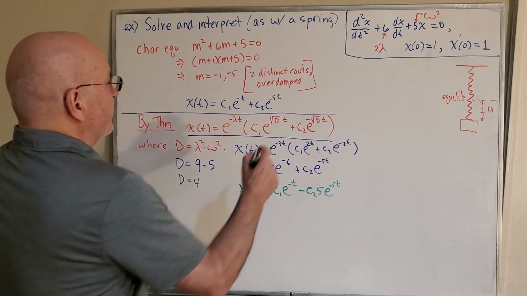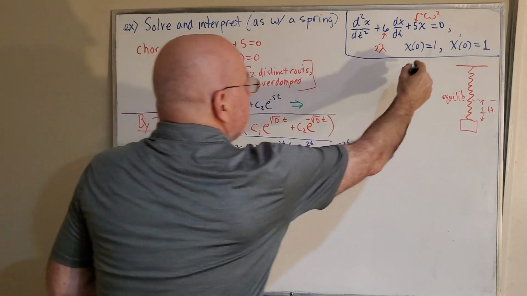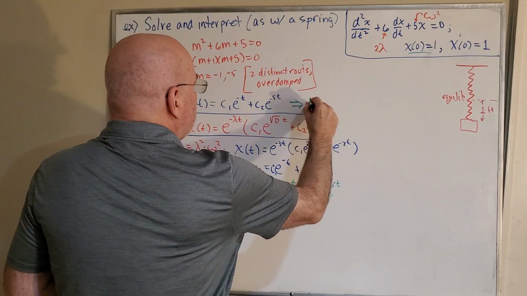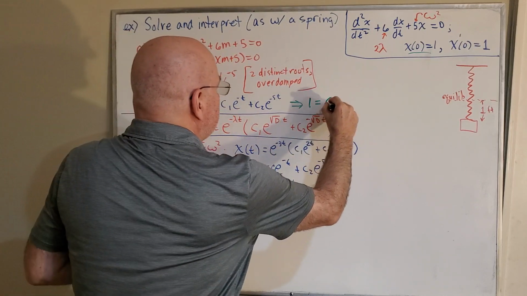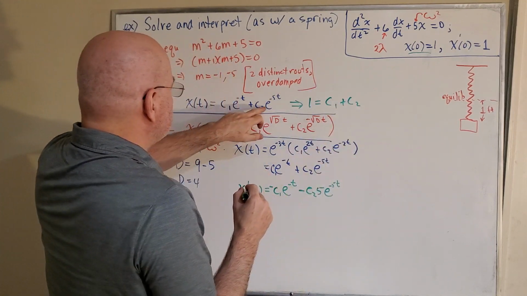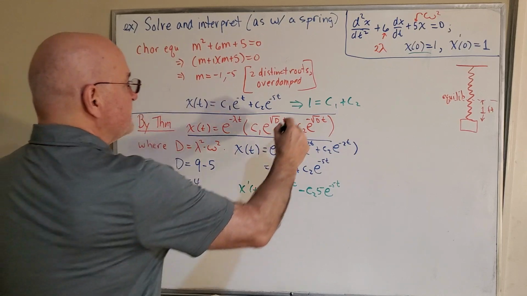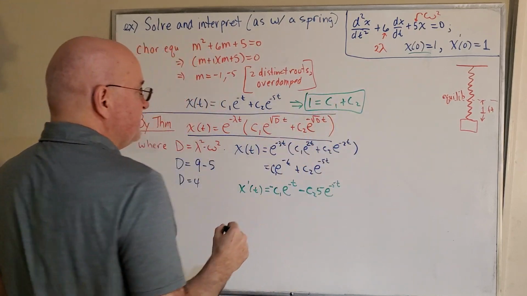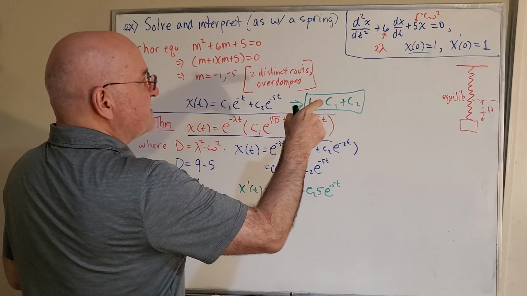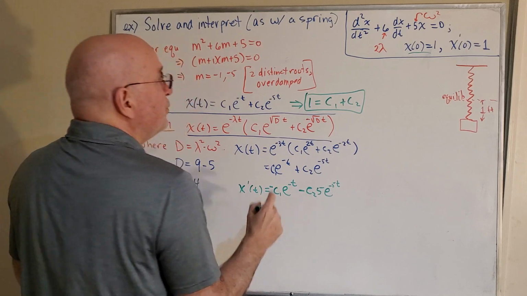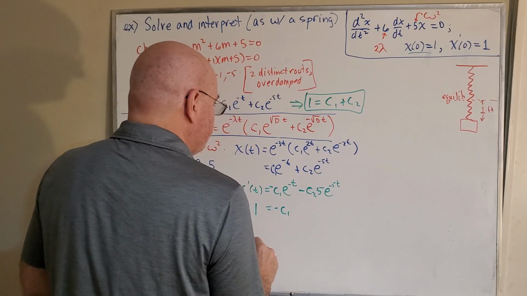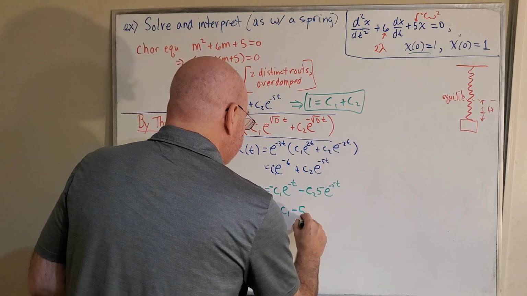All right, so this first one and this initial value, x is a 1 when t is a 0. So 1 equals c1 times 1 plus c2 times 1. So that's one of our two equations we'll need to solve c1 and c2. And then down here, we've got the derivative. So x prime is a 1 when t is a 0. So that would give us a negative c1 minus 5c2.